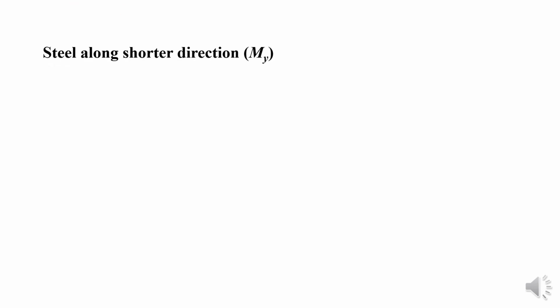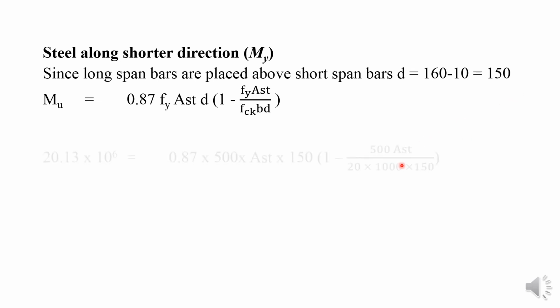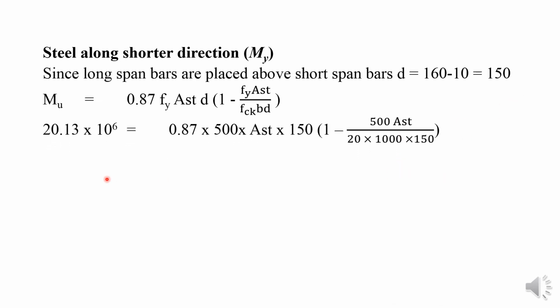Next we have to determine the steel along the longer direction, that is My. Since long span bars are placed above the shorter span bars, d we have to take as 160 minus 10, where 10 is the main reinforcement. So that is 150 mm. So once again we have to find out the Ast by using d as 150. Substitute the values for M equal to 0.87 fy Ast d, 1 minus Ast fy divided by b d fck. And finally we solve this equation, we get a value of Ast as 327 mm square.